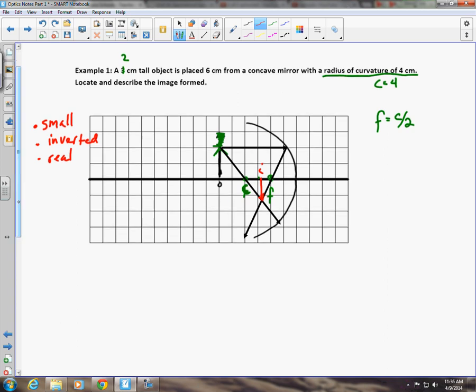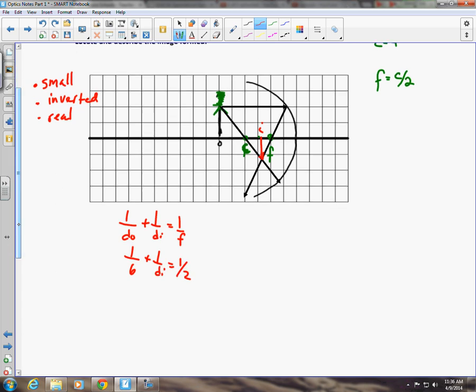Now for the math, 1 over dO plus 1 over dI is 1 over f. 1 over 6 plus 1 over dI equals 1 over 2. We'll do the math quickly. It's the same math we did for the lenses. So if I solve this, I'll get 1 over dI is a half minus a sixth, which gives me 2 over 6. So dI is 6 over 2, or 3. And you'll notice that it's about, if I go from the mirror, 1, 2, 3 away.